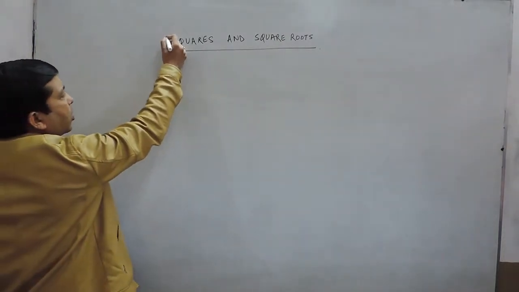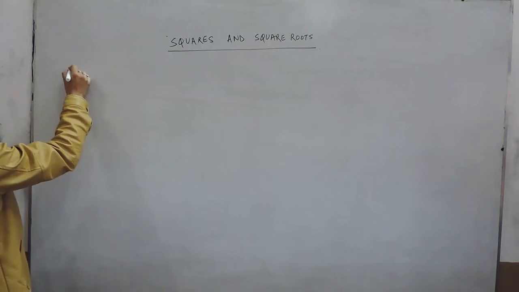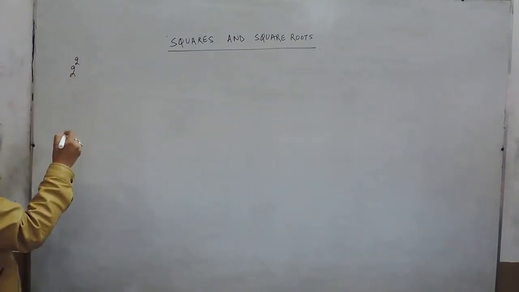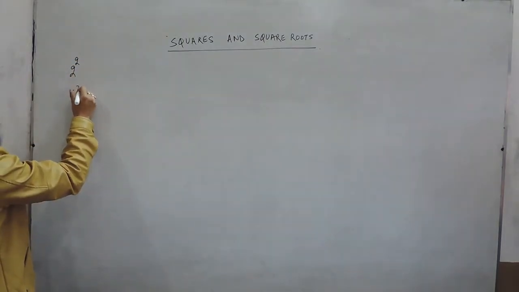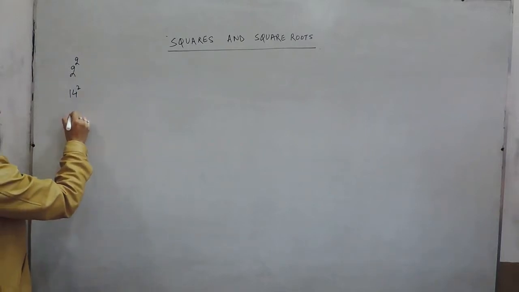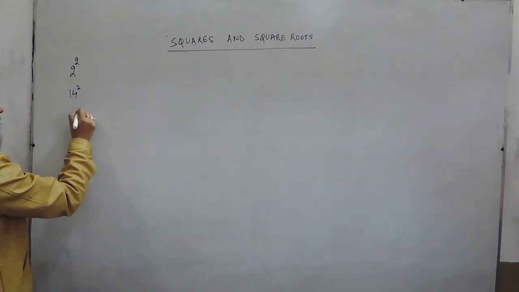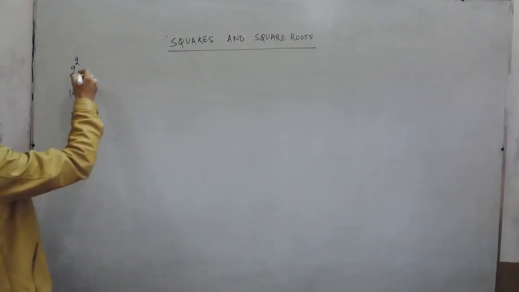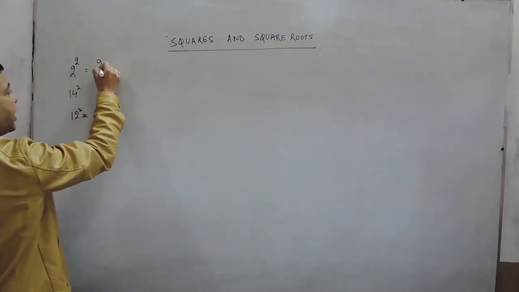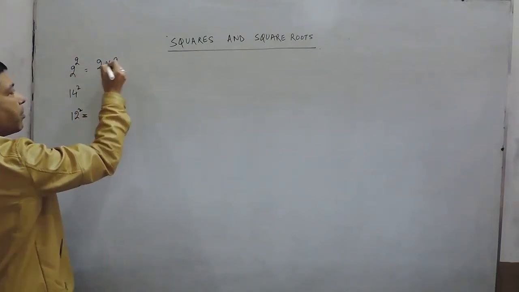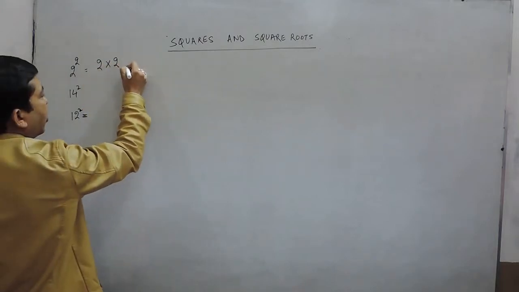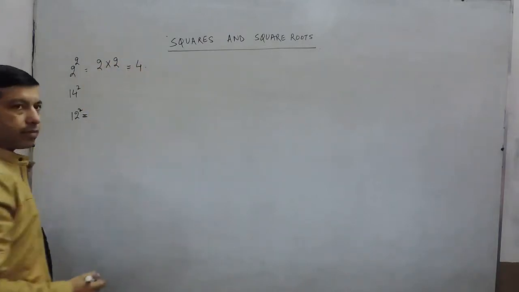Now when we talk about the term squares, we write a number like 2 square, like 14 square, like 12 square and so on. When I say a square, this actually means that the number is being multiplied by the same number. So 2 multiplied by 2, so 2 square becomes 4.